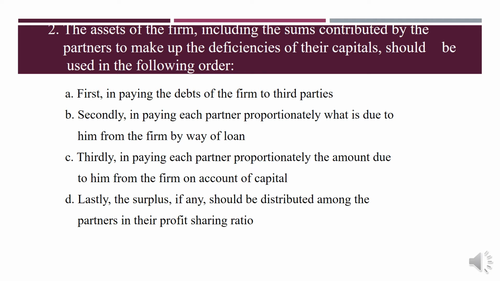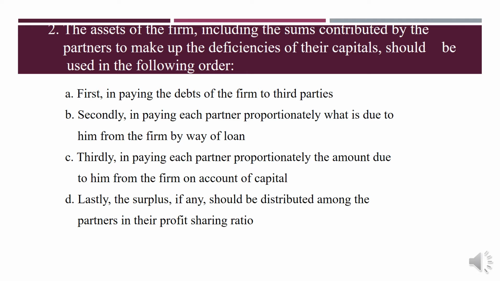First one, paying the debts of the firm to the third party. If the firm has any debt borrowed from outside, that has to be paid first. Then second one, in paying each partner proportionally what is due to him from the firm by way of loan. Suppose the firm has borrowed any loan from their own partners, A, B and C have formed a business, and B has lent a loan of rupees 1 lakh and C has lent a loan of rupees 50,000. In such cases, these loans are supposed to be paid off.